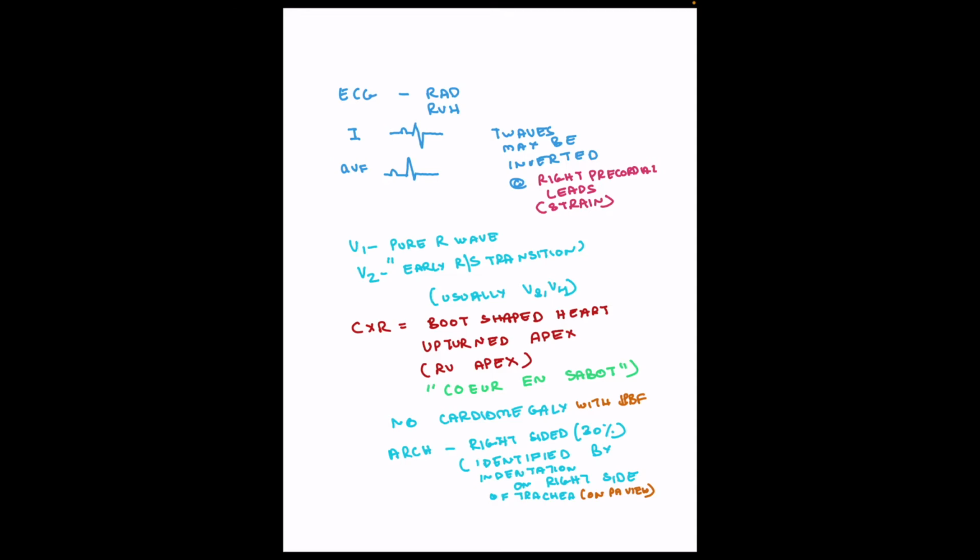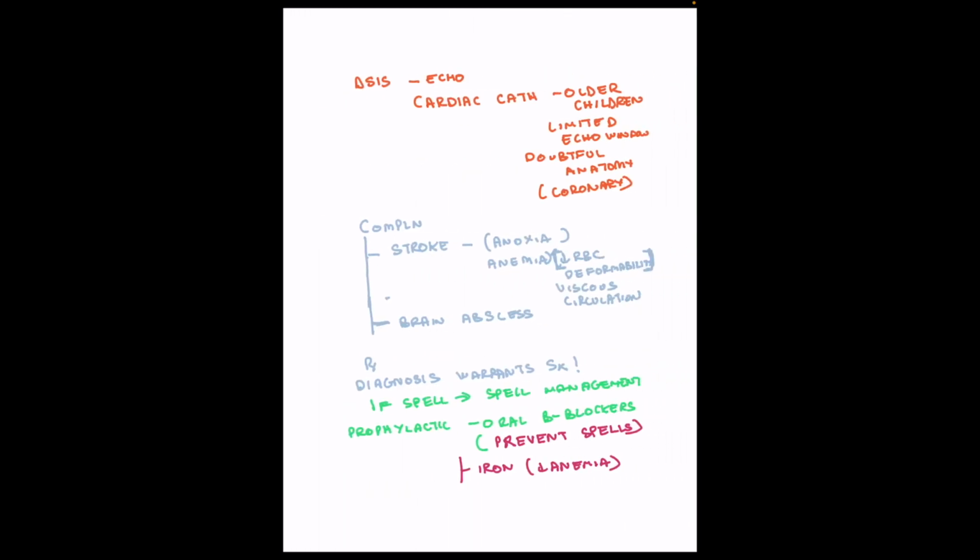In chest X-ray, we see the characteristic coeur en sabot appearance, that is the boot-shaped heart due to the upturned apex, which is predominantly the right ventricular type of apex. In TOF, there is no cardiomegaly and there is also decreased pulmonary blood flow, known as oligemia. The arch in TOF in one third of the patients is right-sided, which is identified by the indentation on the right side of the trachea on PA view.